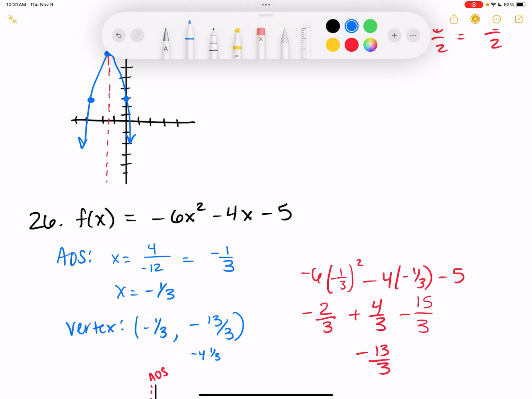When you plugged in negative 1/3 for x, negative 1/3 squared would be positive 1/9. The 6 and the 9 will reduce to 2 over 3. So that's negative 2 over 3 because 6 was negative. Then negative 4 times negative 1/3 would be positive 4 over 3. And then for the 5, to get a common denominator, I did it over 3. So it would be negative 15 over 3, which would end up as negative 13 over 3.